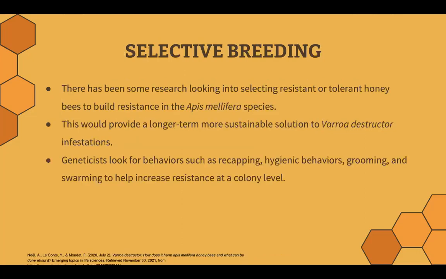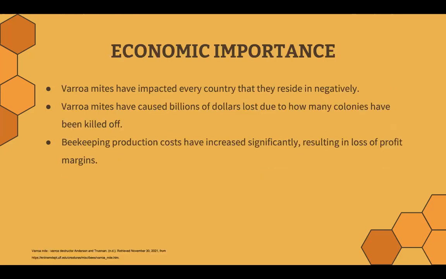And lastly, and the most interesting to me personally, was selective breeding. There has been some research looking into selecting resistant or tolerant honeybees to build resistance in the Apis mellifera species. This would provide a longer-term, more sustainable solution to Varroa destructor infestations. Geneticists look for behaviors such as recapping, hygienic behaviors, grooming, and swarming to help increase resistance at a colony level.